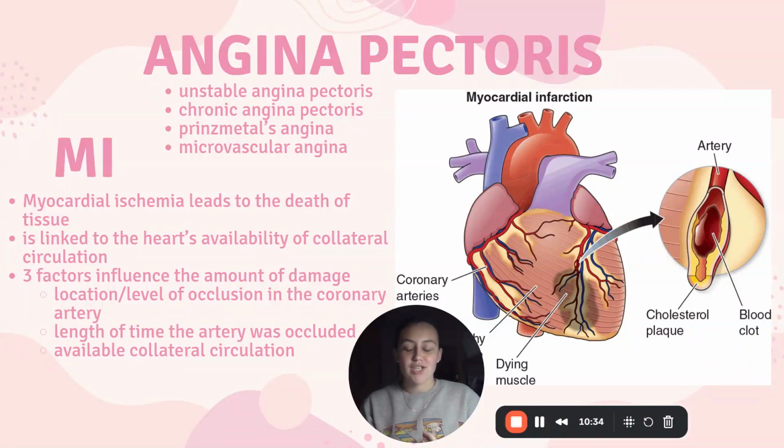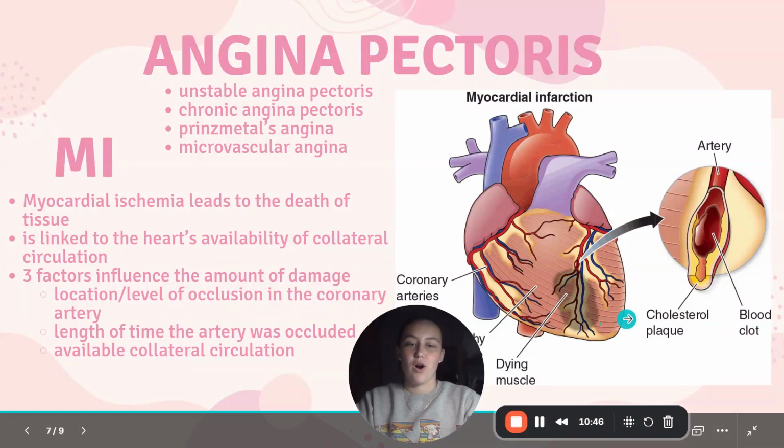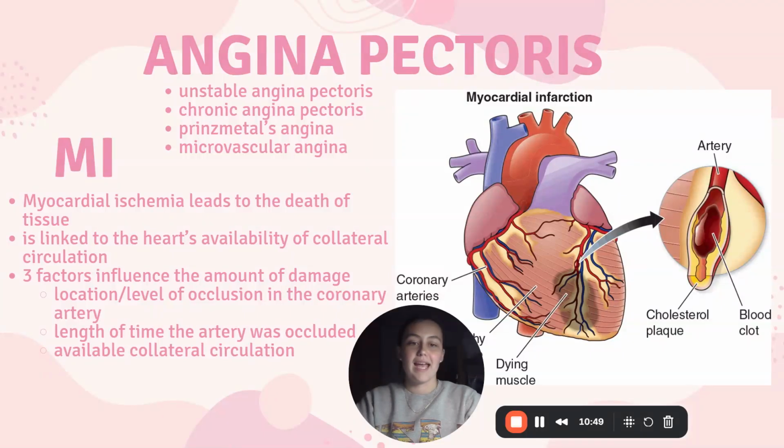And there are 3 important factors that the book did list that influence the amount of damage that your heart could sustain during an MI. So location, level of occlusion in the coronary artery. So let's say you're in this part of your heart, the left ventricle, and that part needs a lot of blood flow. So there's probably lots of other vessels going to that portion of your heart. And so a myocardial ischemia wouldn't be great, but you also have more vessels going to that spot. So that's a factor. And then the length of time the artery was occluded.